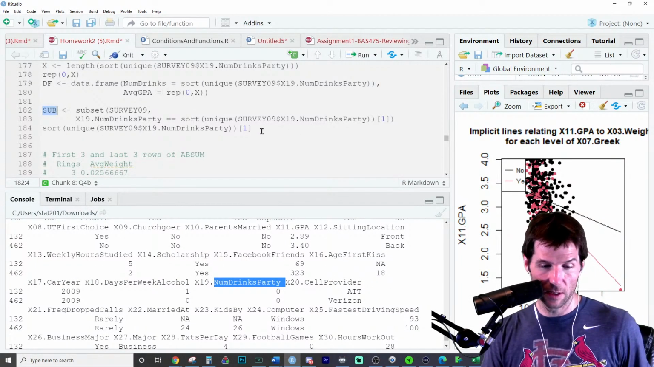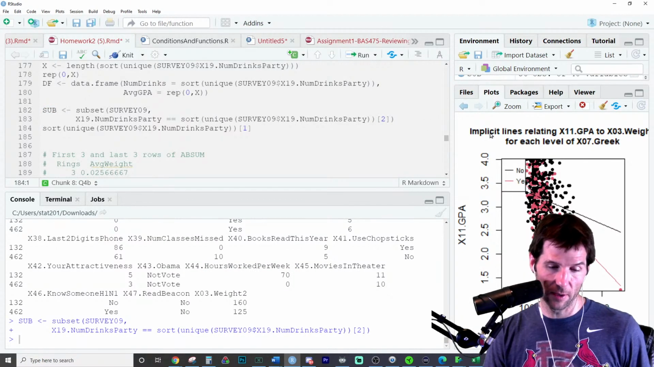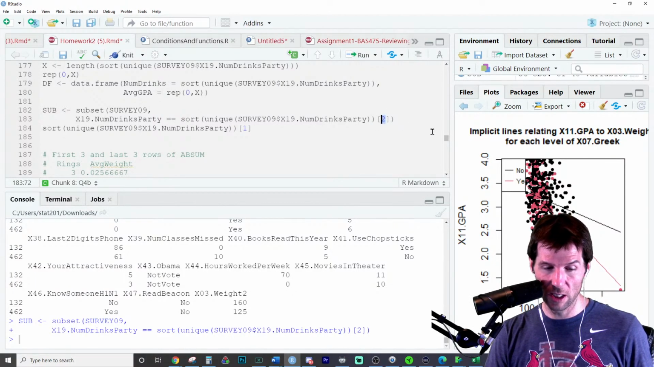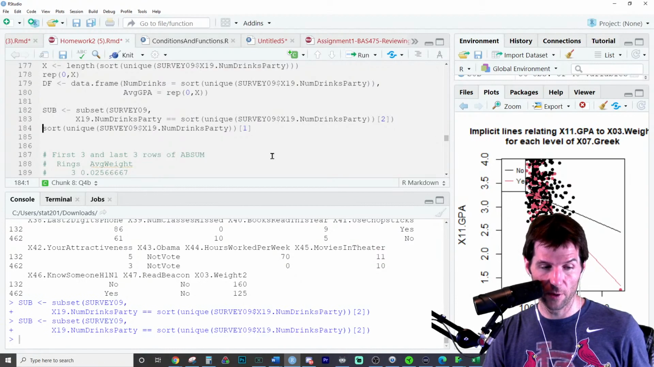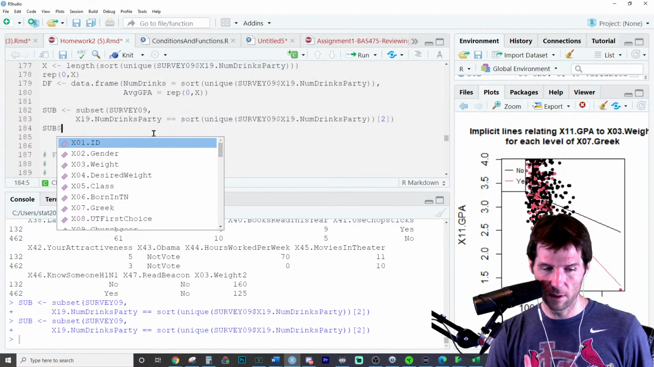If I change this to the next number, then we can go up to the next number of drinks people have at a party. Oh, that's 2. That's right. So we have the next drinks at a party, and we can keep changing this and going up further and further and creating a subset. Now, what do we want to do with this subset? So we're running out of time, so I'm going to go a little quickly.